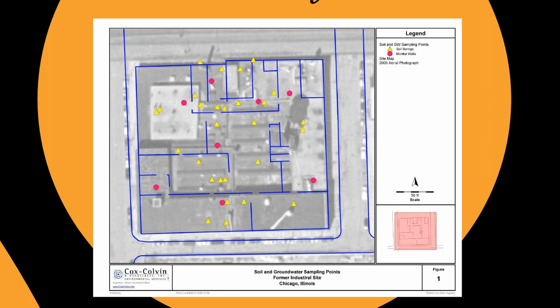The yellow triangles are where they took soil borings, and the blue and pink dots are groundwater locations. And you can see that their whole process relied on collection of soil and groundwater data to predict an indoor air source. And that's just not a good way to do it. You really can't predict indoor air concentrations from soil concentrations. It's just not practical or possible.